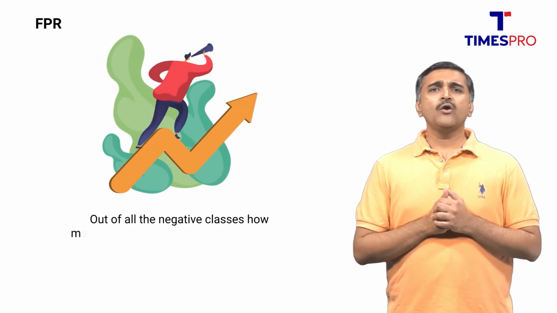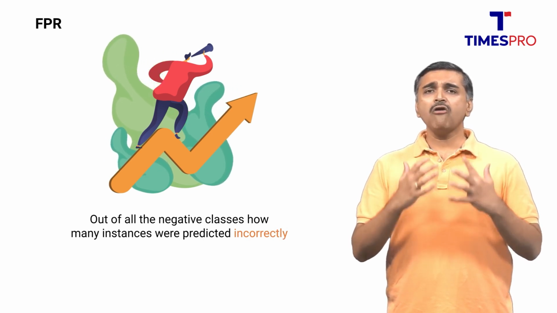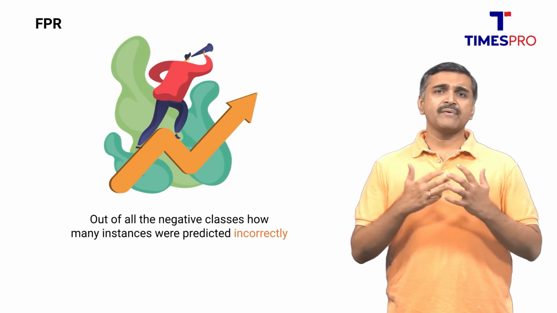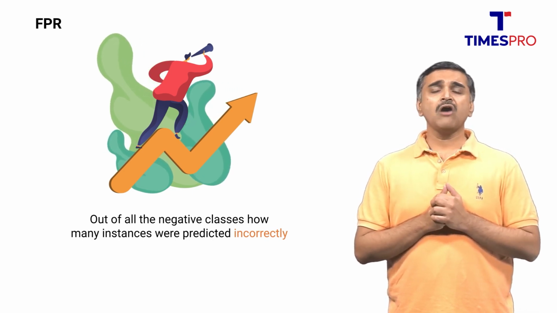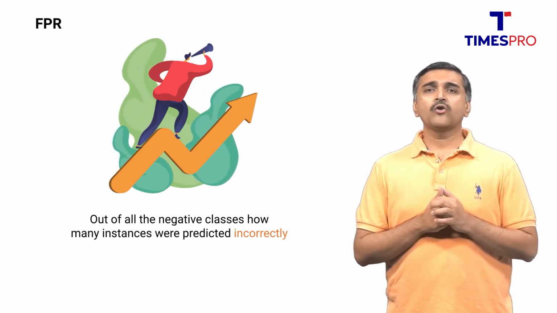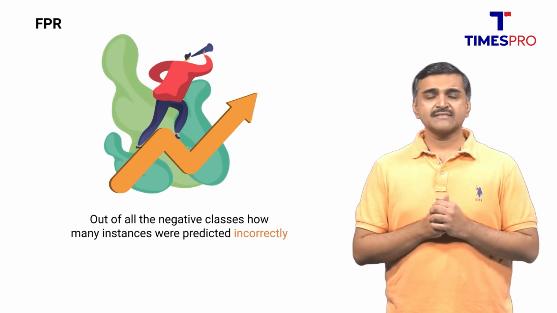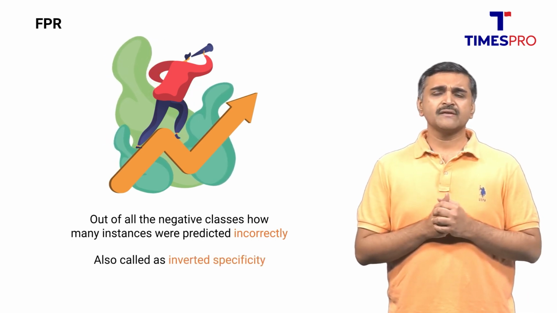Now, let's move on to understand what is the false positive rate. Out of all the negative classes, we are trying to find out how many instances were predicted incorrectly. It's a measure of how many incorrect predictions have been made out of all the negative classes. It's also called inverted specificity.